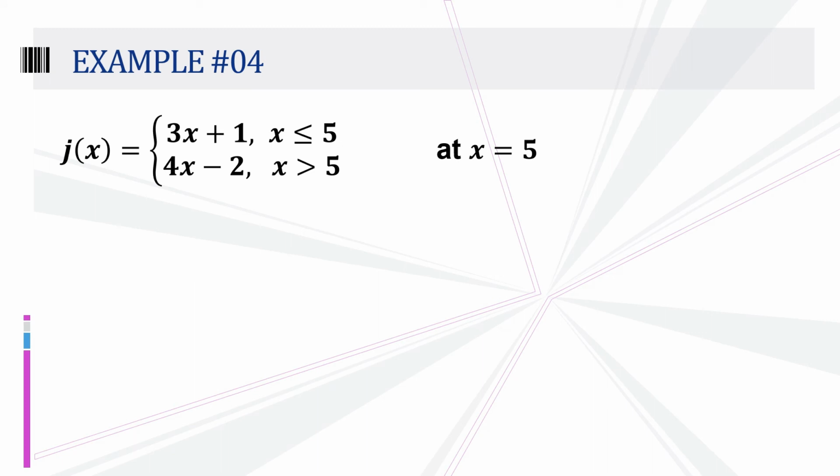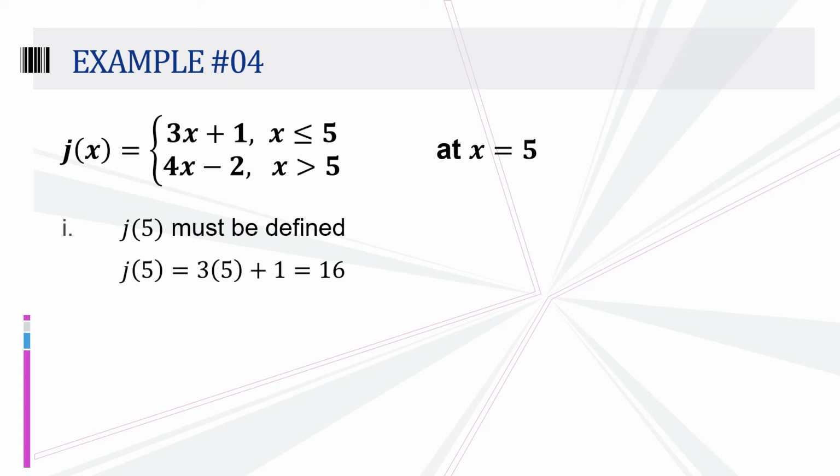Okay? So j of x is the piecewise function 3x plus 1 whenever x is less than or equal to 5 and 4x minus 2 whenever x is greater than 5. So let's determine its continuity at x equals 5. So first criterion, j of 5 must be defined. So by direct substitution, gagamitin natin itong nasa taas kasi nga andito yung equal sign. 3 times 5 plus 1 is equal to 16, which means j of 5 is defined.